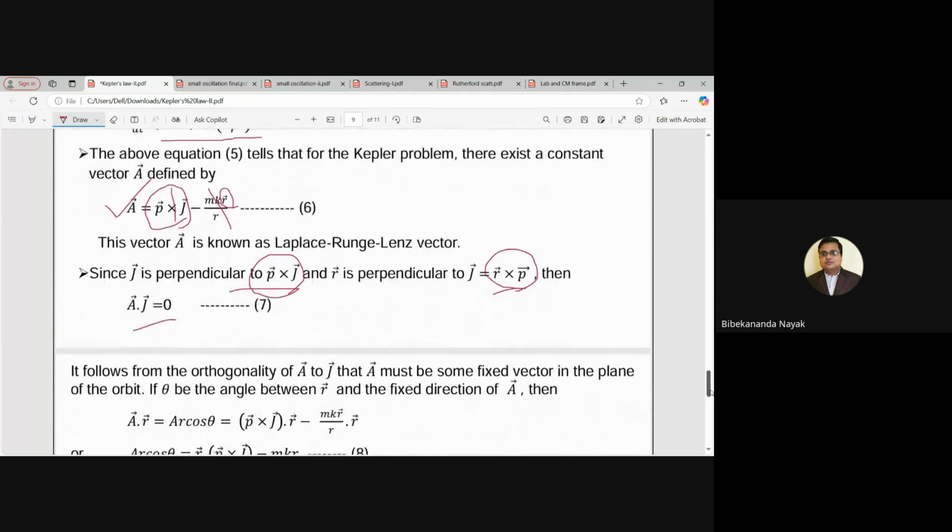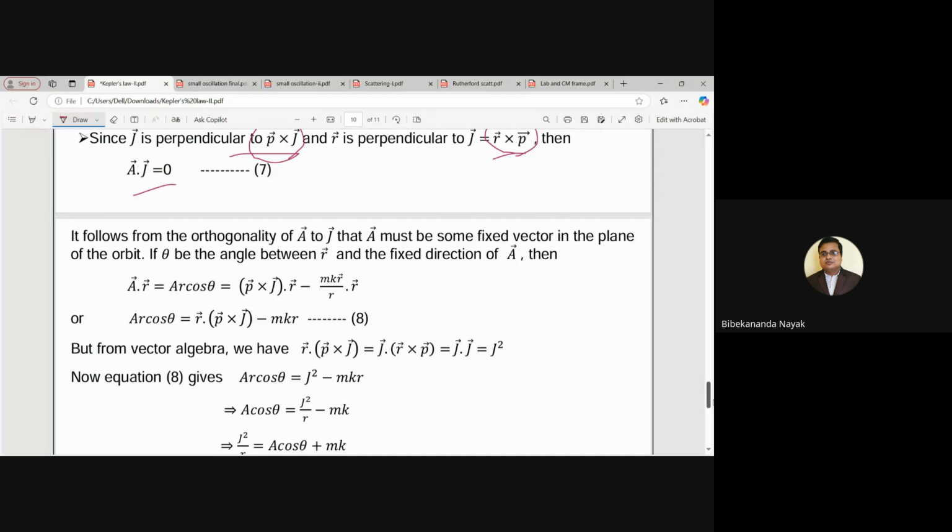From this we can derive Kepler's law. So why is it important? Because using the Lenz vector, we can derive Kepler's law. A dot J is 0, so A must be some fixed vector in the plane of the orbit, because A is perpendicular to J. We already know that in central force motion J is a constant, and so central force motion occurs in a plane.